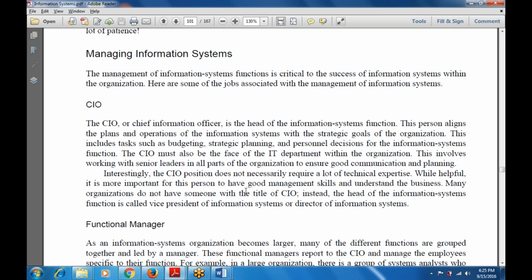The next one is functional managers. As an information system organization becomes larger, many of the different functions are grouped together and led by a manager. That means multiple persons are grouped together, led by managers. These functional managers report to the CIO and manage the employees specific to their function.